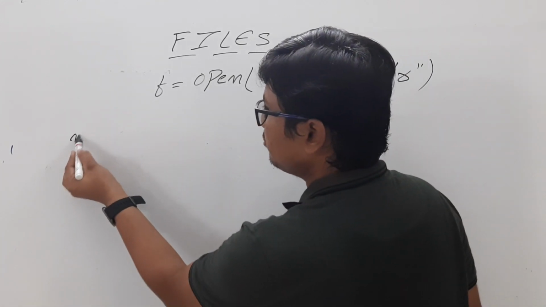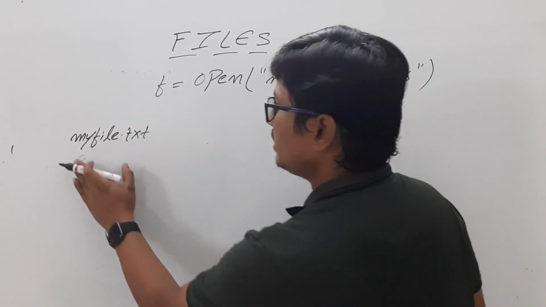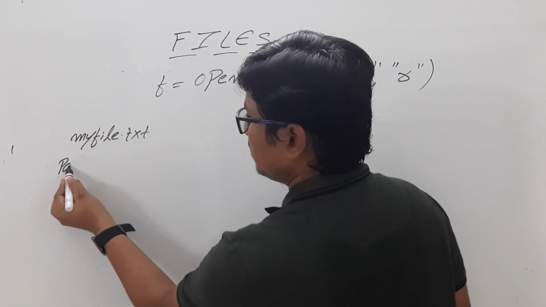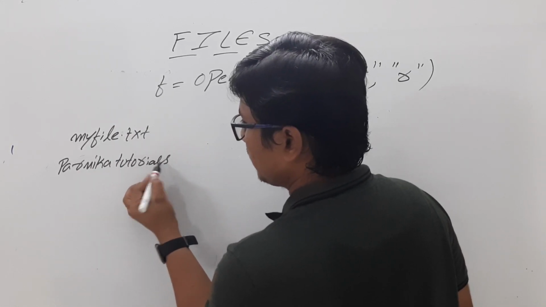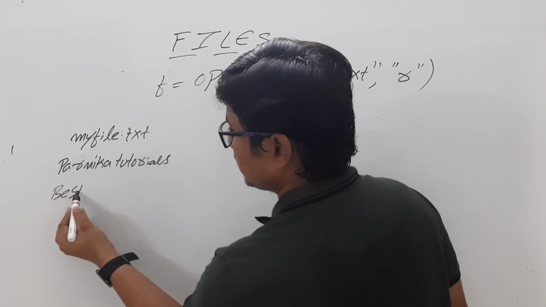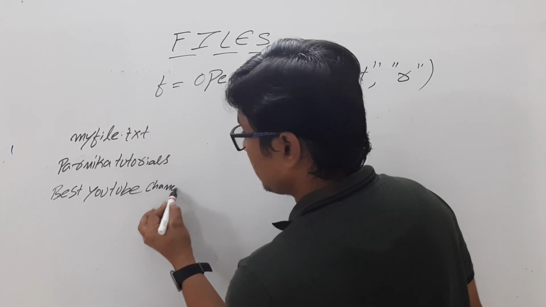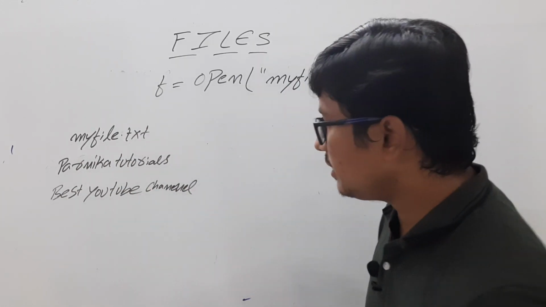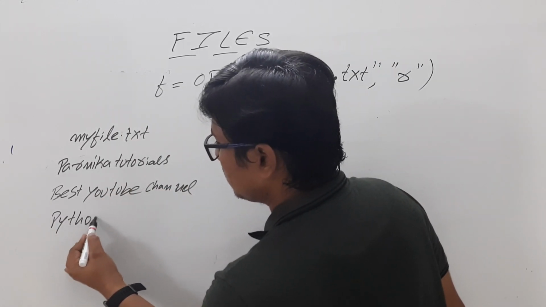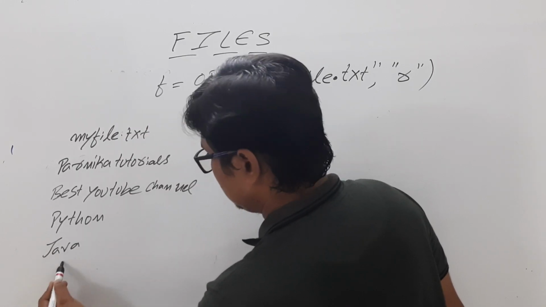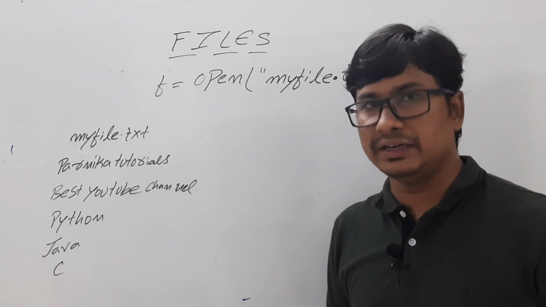Let's consider that in myfile.txt I have some information like Parnika tutorials, best YouTube channel, and then you have information like Python, Java, C, like this. Some information is there in 5 lines. Now this information I want to read.